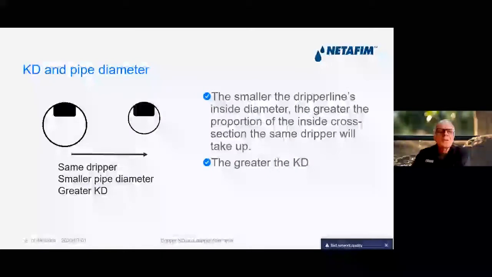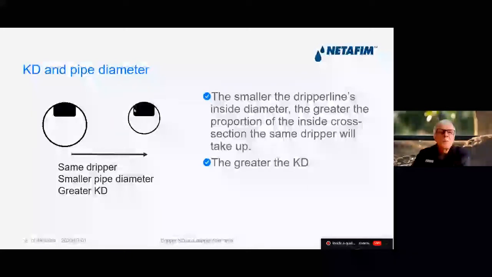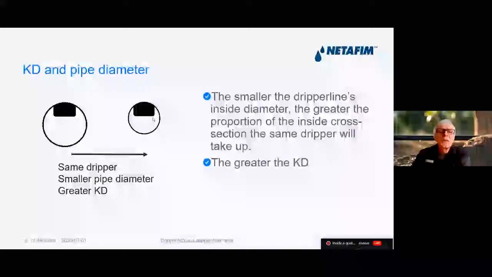So you can see if we take the same dripper and we put it into a smaller pipe, this black shaded area will take up a greater proportion. And therefore, the smaller the pipe, the greater the KD.